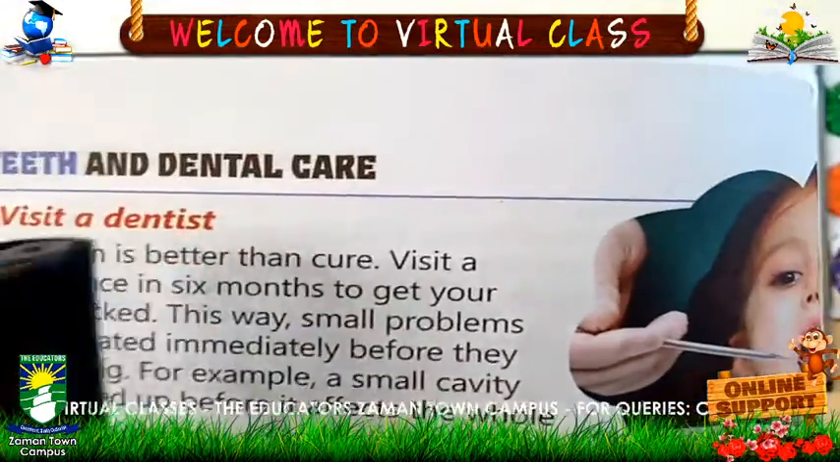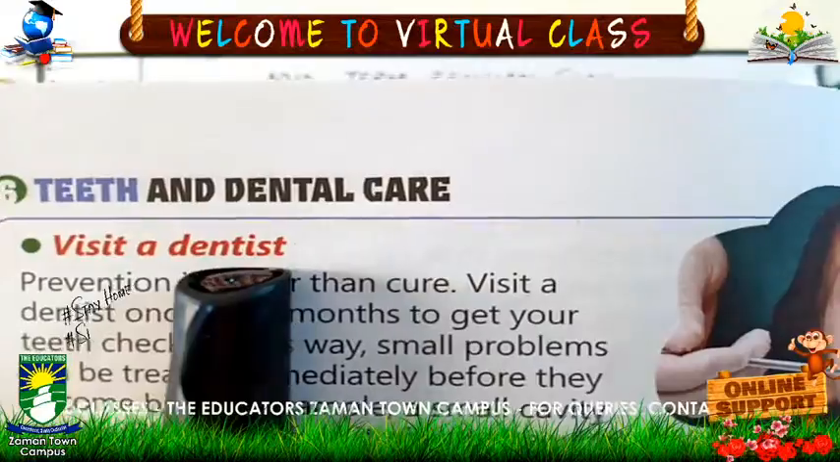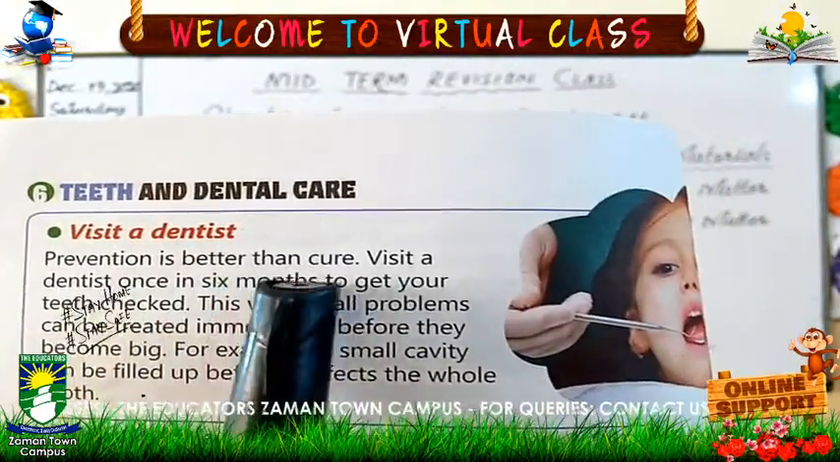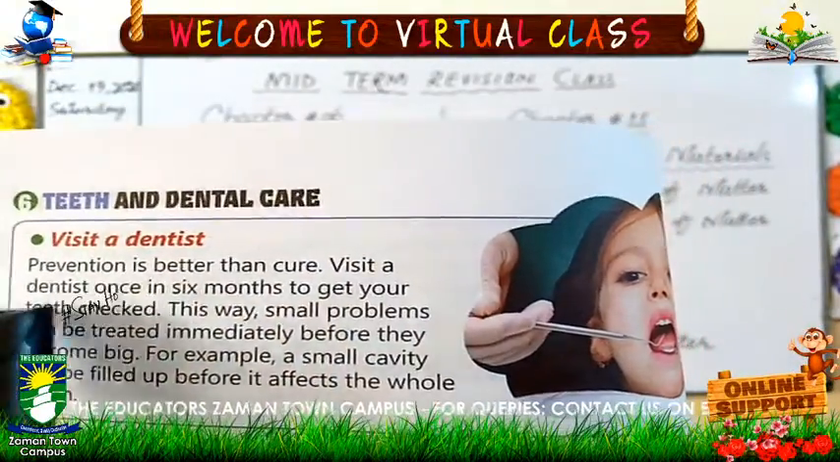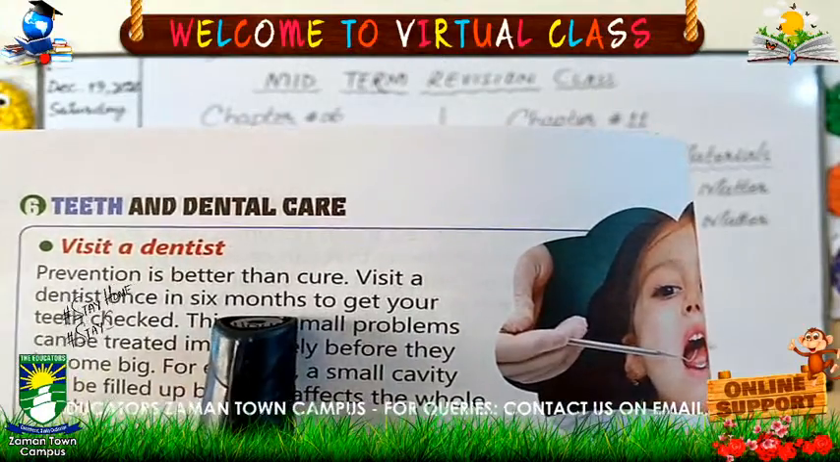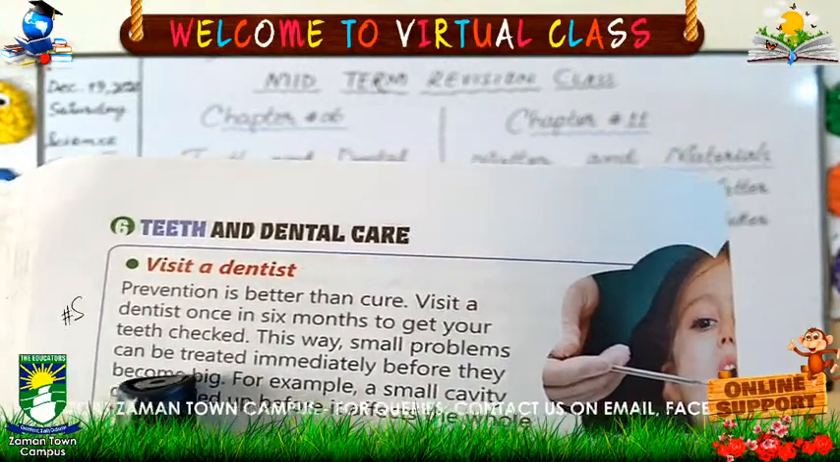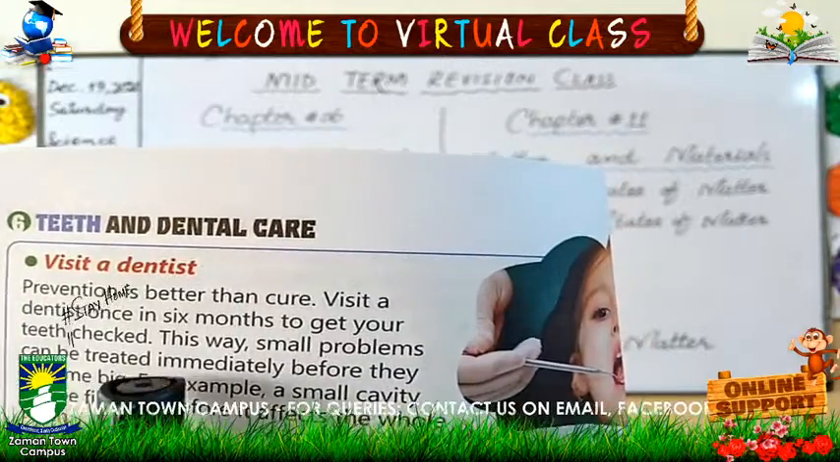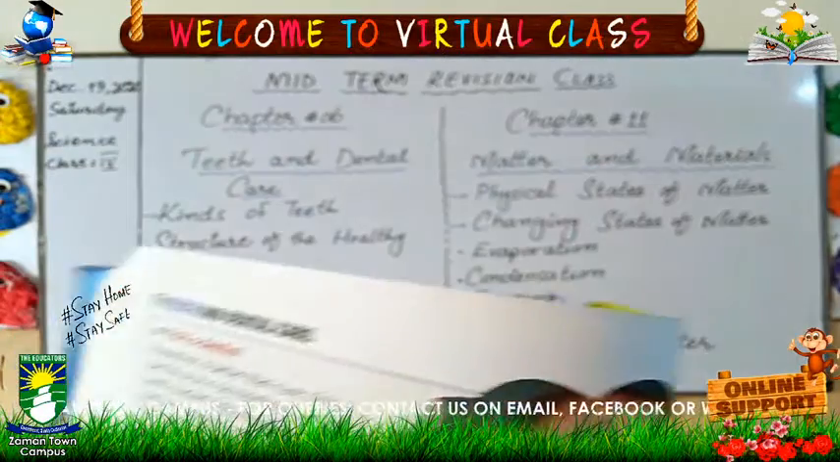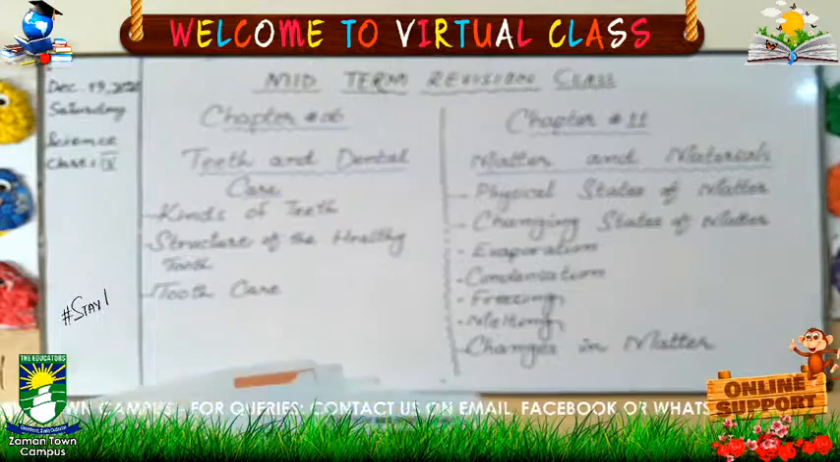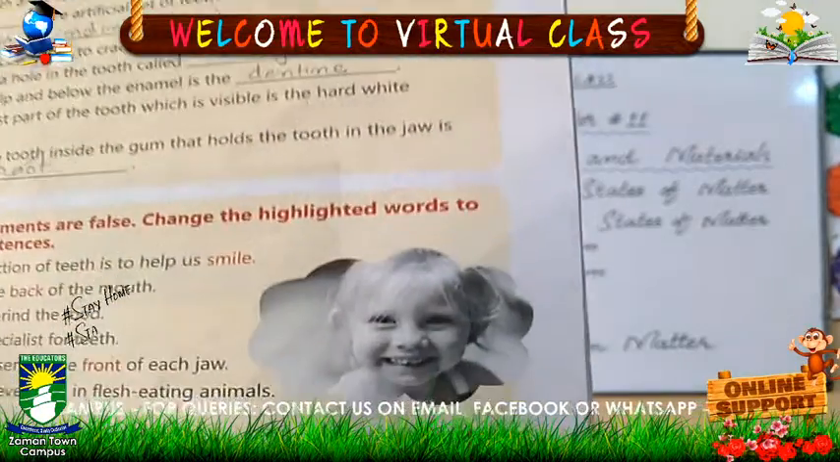The fourth rule is you have to visit a dentist. Prevention is better than cure. Visit a dentist once in 6 months to get your teeth checked. This way small problems can be treated immediately before they become very big. Now come here on page number 55.